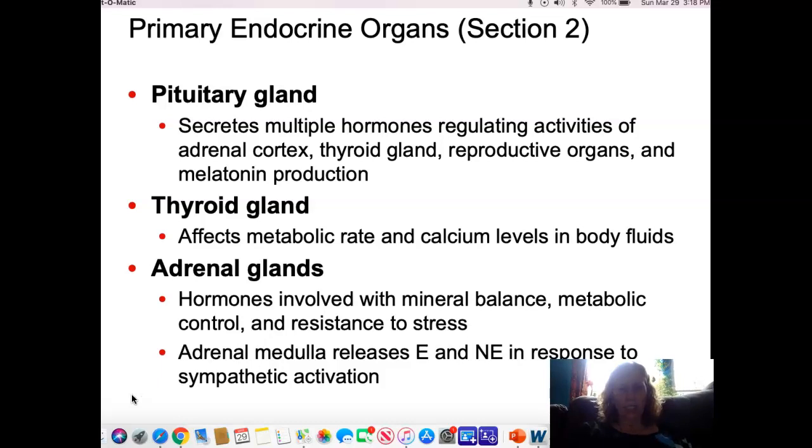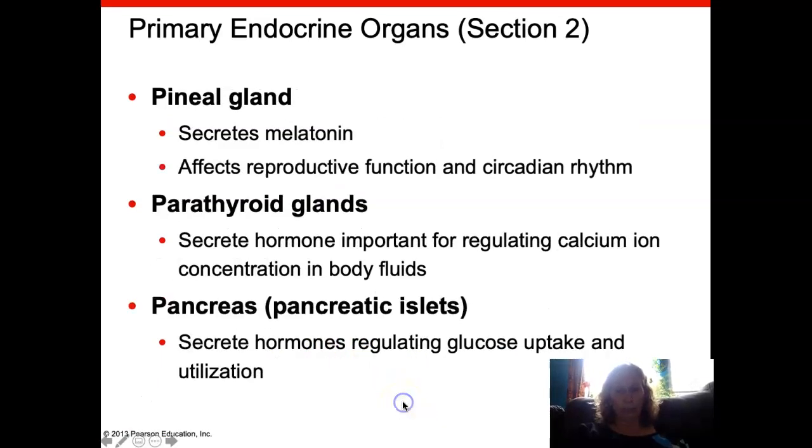Adrenal gland is involved in the fight or flight response, which is called the sympathetic system, and that releases epinephrine, used to be called adrenaline. And the adrenal gland is also involved with metabolic control. Our stress hormones come from the adrenal gland. Mineral balance is important with the adrenal gland. The pineal gland, all you have to know is that it secretes melatonin and functions in the circadian rhythm.